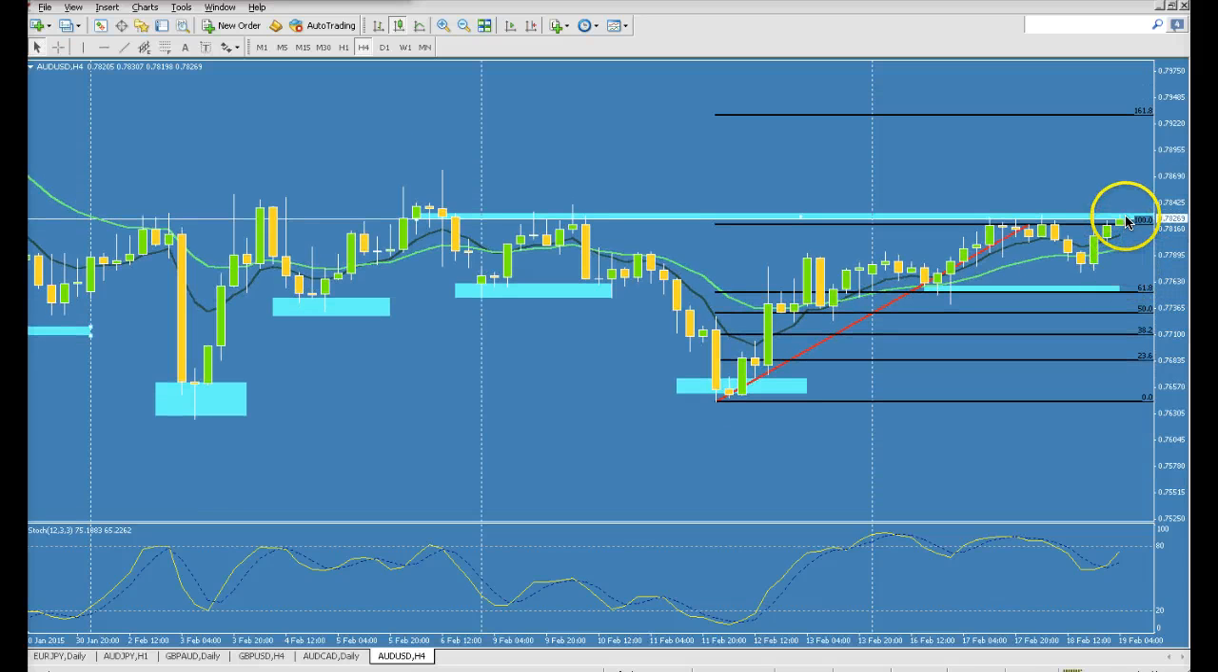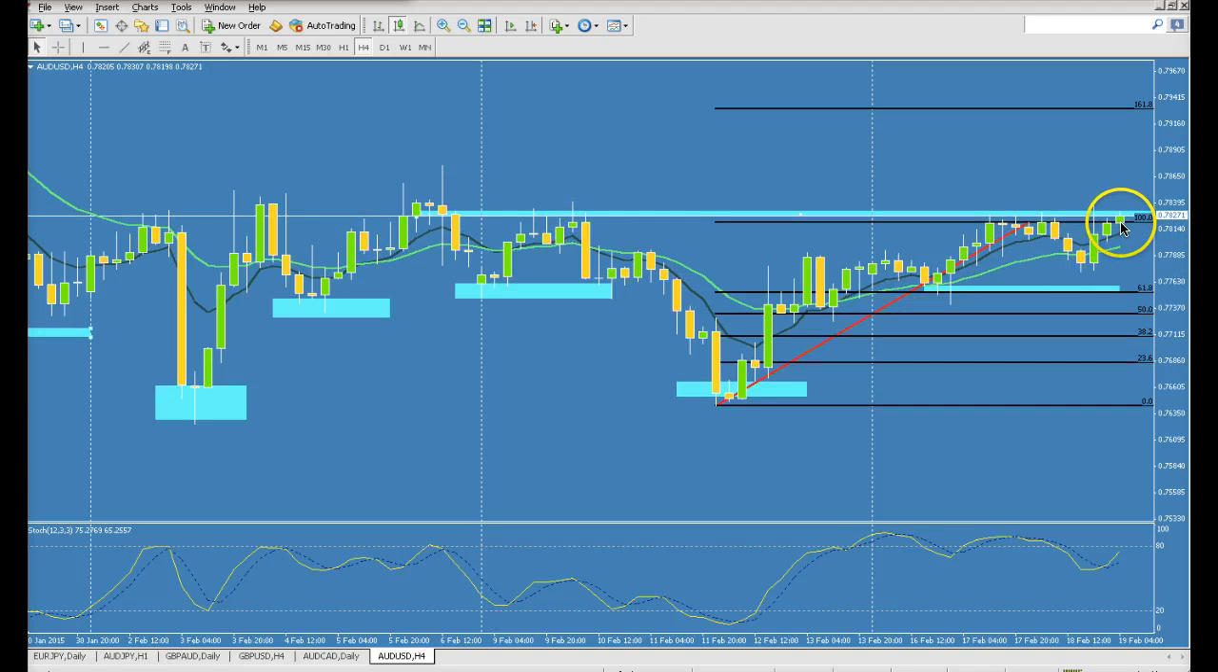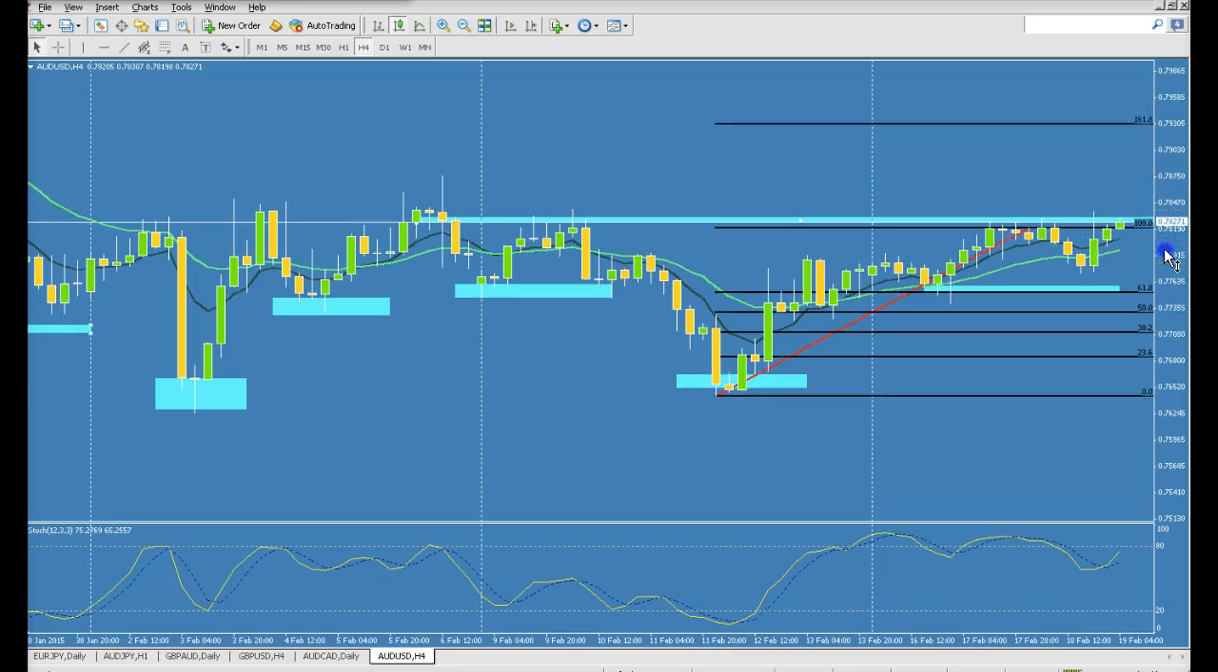Notice here how we have all these wicks, so price is rejecting the neckline, but now it's getting close to the neckline, and if this candle can close above, that will be our buy signal.